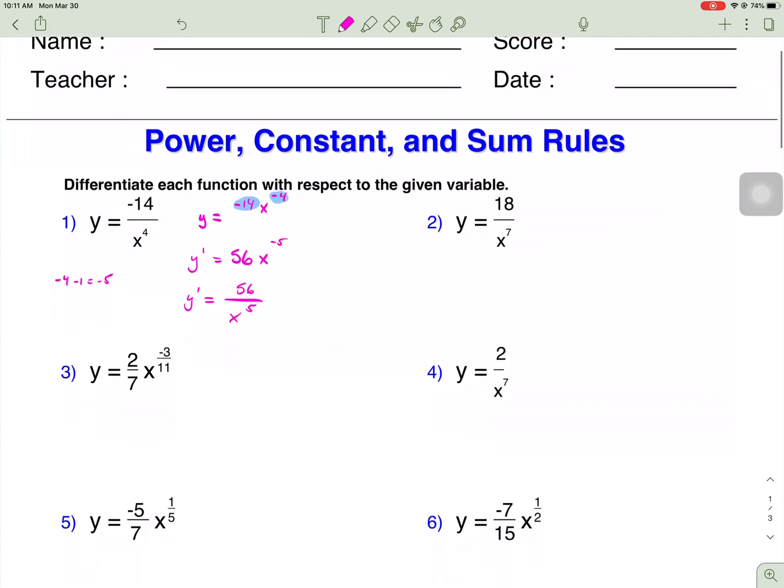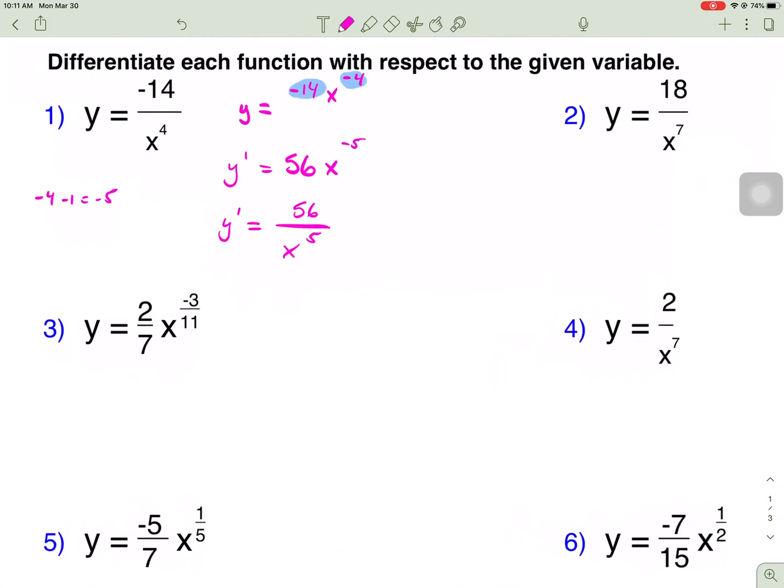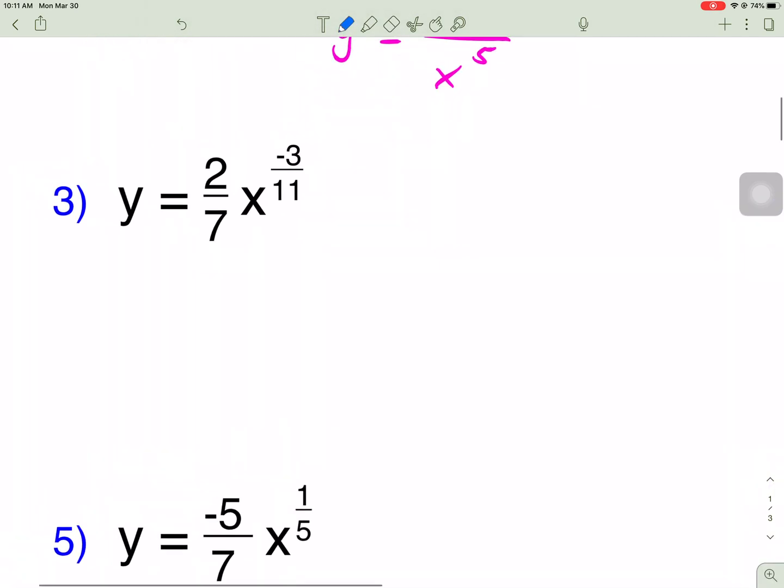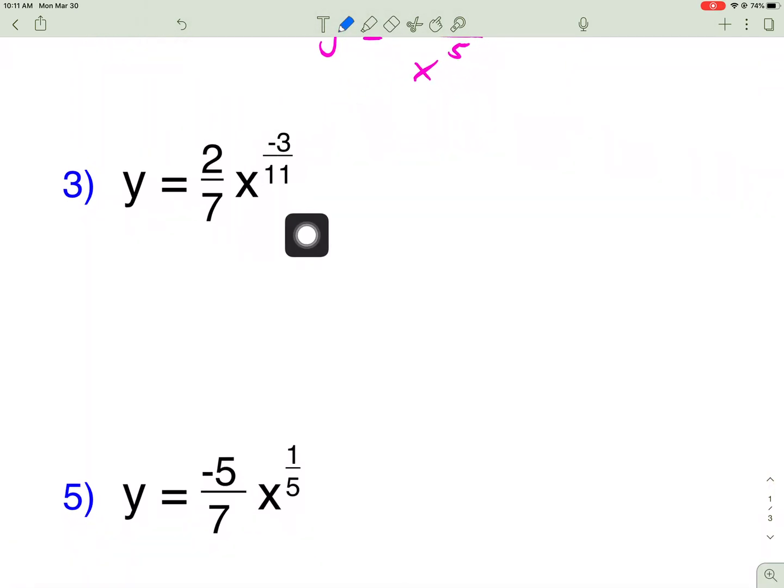Okay? Now, let's look at something with a fractional exponent. Let's see. So, okay, we have a negative exponent. That's okay. We could deal with that at the end. It's already in the numerator now, so we're good. Now let's follow our rule. Let's multiply the exponent by the coefficient.